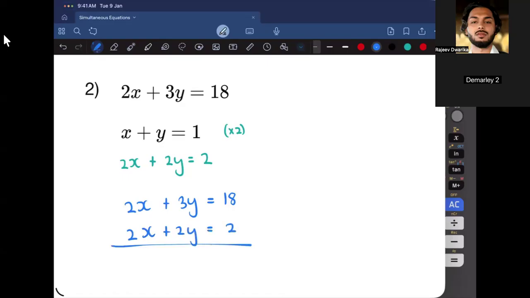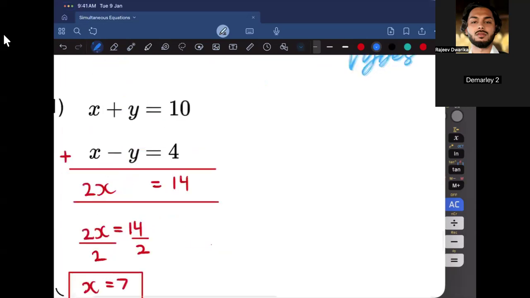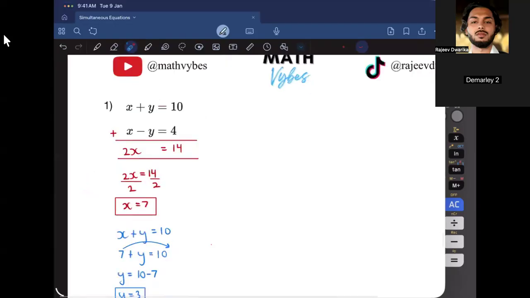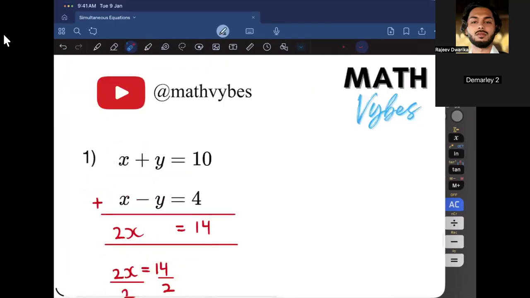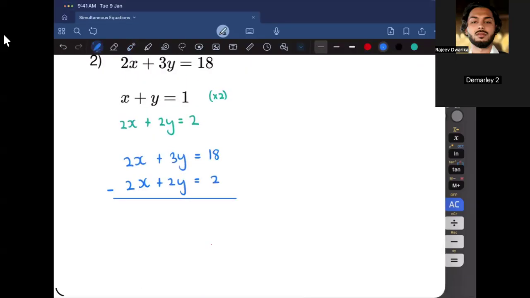We're going to subtract. Why not add? Why should I subtract? Because both 2x's are the same. Right. So once they're the same, you could minus. If they're the opposite sign, you add, right? Like in the previous question, it was plus and minus, so you just add one time and cancel off. And if I wanted to cancel off x here, I could just say minus. Right. So 2x minus 2x will just cancel off.